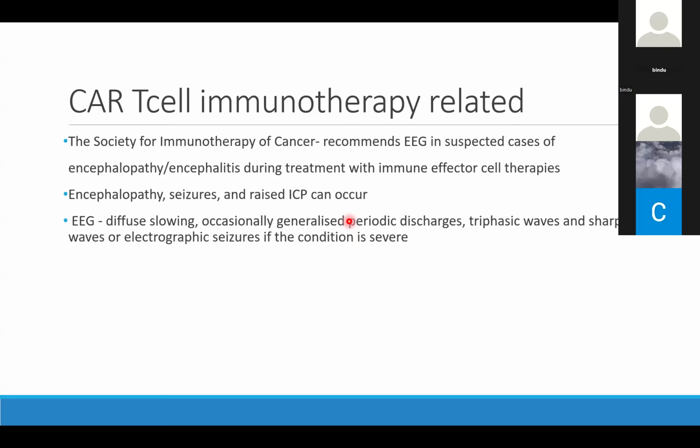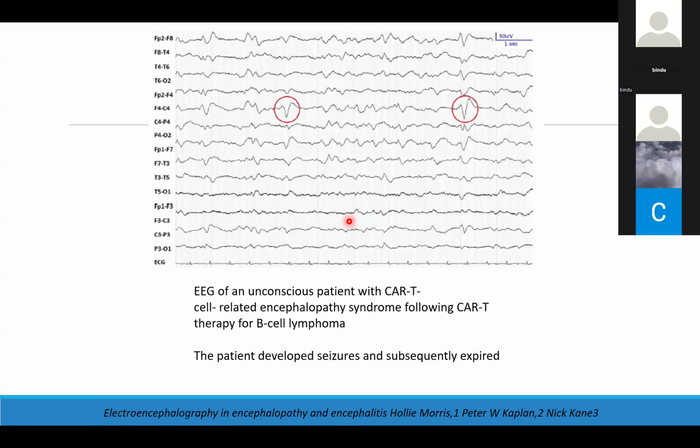This was the EEG of an unconscious patient with CAR T-cell related encephalopathy syndrome following therapy for B-cell lymphoma. It showed triphasic-like waves, frontally predominant periodic waves. This was followed by seizures and the patient subsequently expired.